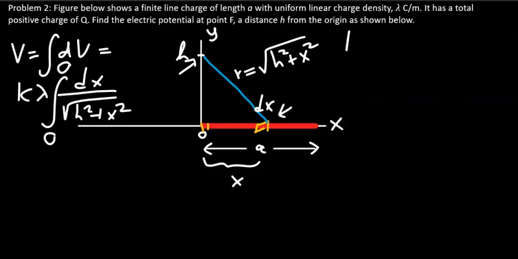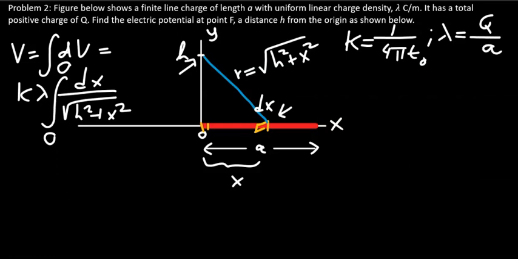Now as before, k is 1 over 4 pi epsilon naught, where epsilon naught is permittivity of vacuum, and lambda is the total charge divided by the entire length of that line charge. Now note, as you move along this line charge from 0 to a, as you do the integral, this h is a constant. So h is treated to be constant as far as this integral is concerned.